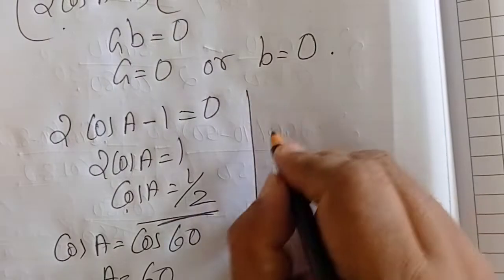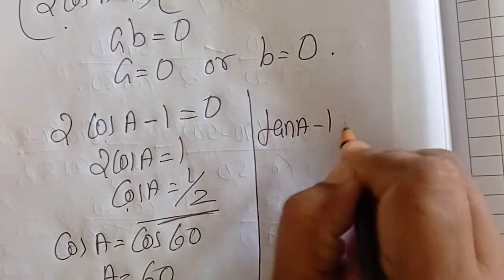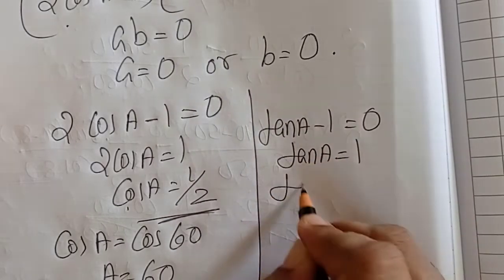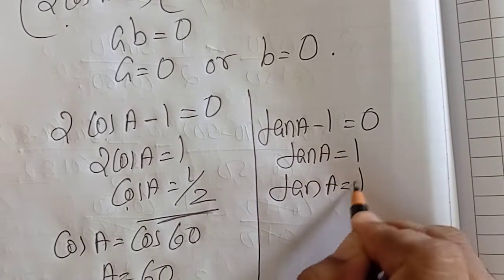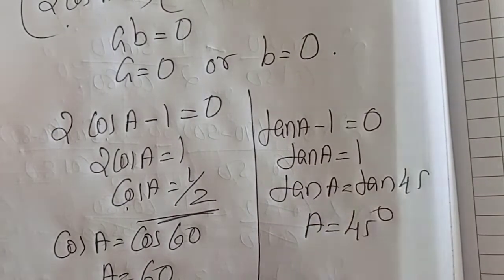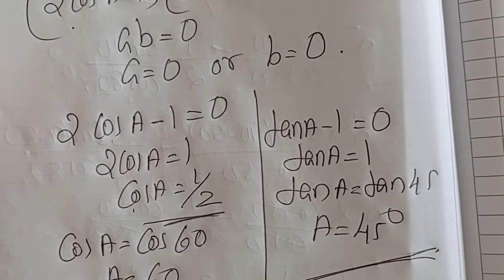Then take the second condition: tan A minus 1 equal to 0. That means tan A equal to 1. Tan of which angle is 1? Tan 45. So A is equal to 45 degrees. That is the solution from that section.